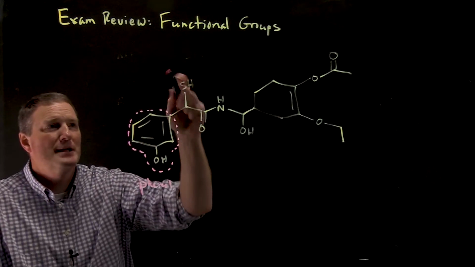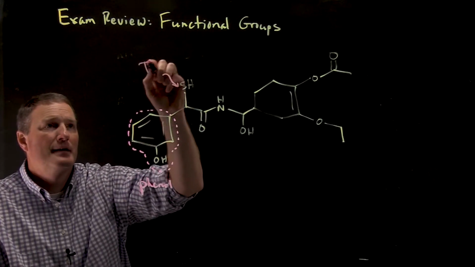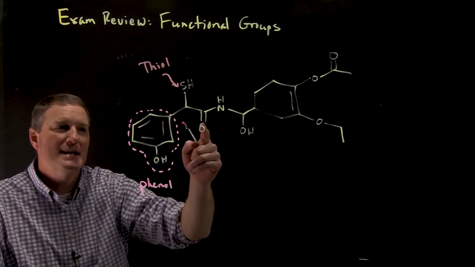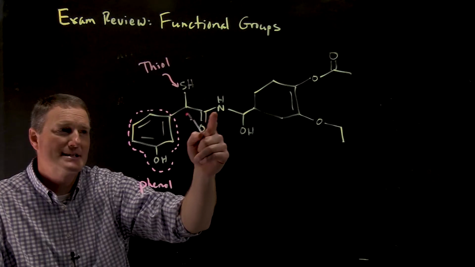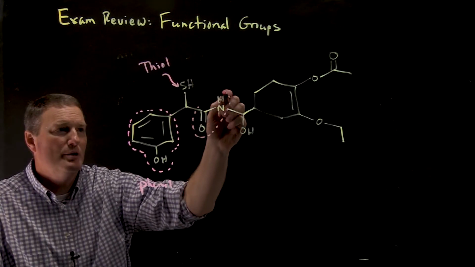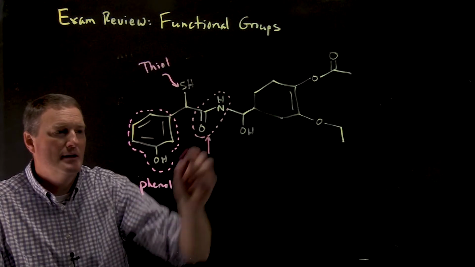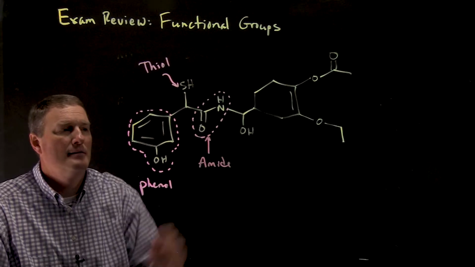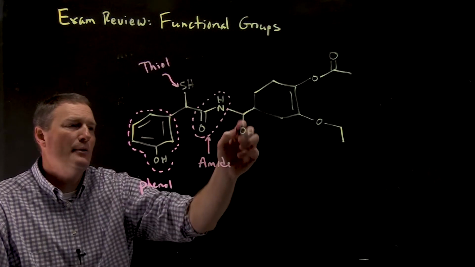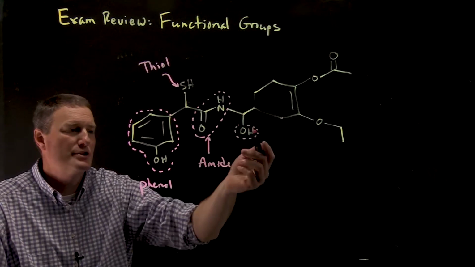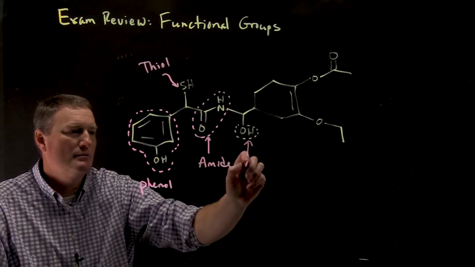So an SH group, that's called a thiol. Okay, here we have a carbonyl, but be careful, this is not just a ketone or an aldehyde. Notice it's got a nitrogen next to it. So this functional group, which I'll put in a dashed line, that's called an amide. Okay, here we have just a regular alcohol. It is attached to just a regular carbon, so that's an alcohol.